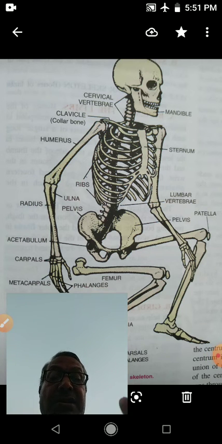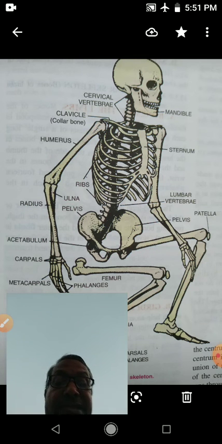So children, you have to learn the names of the different bones of the human skeleton.